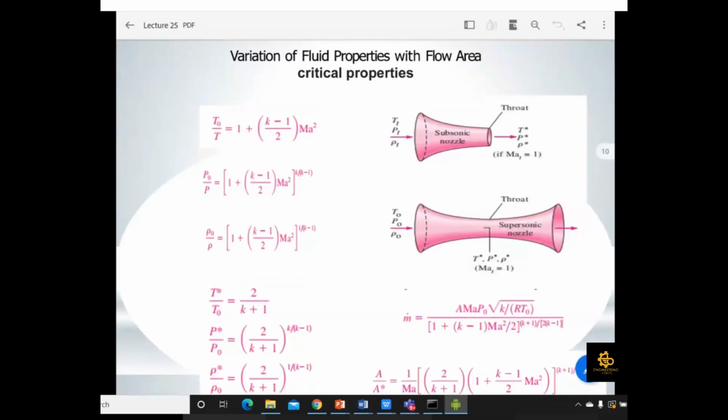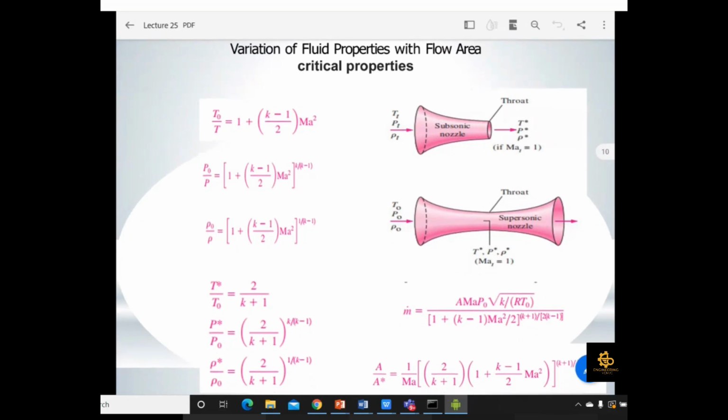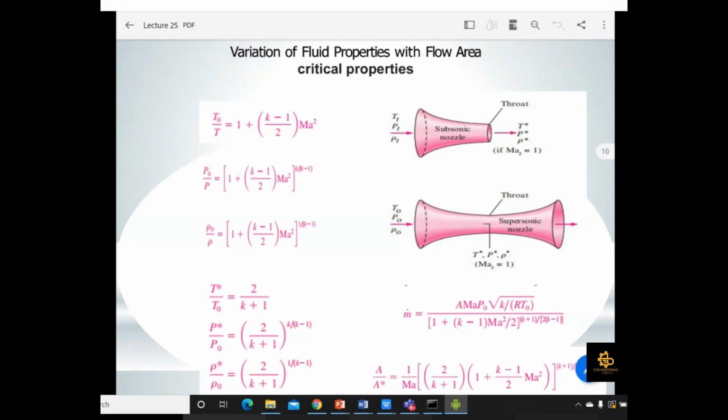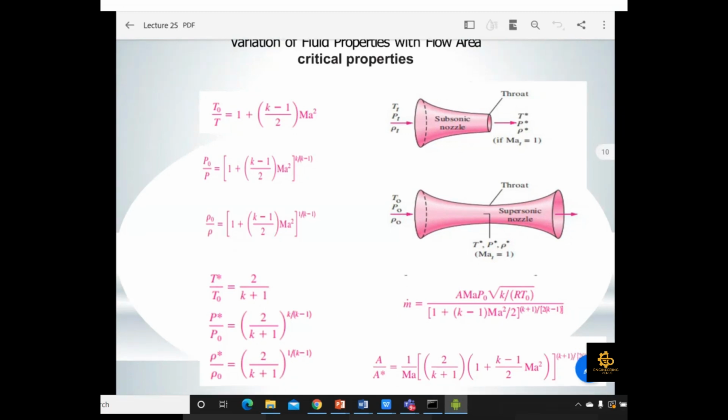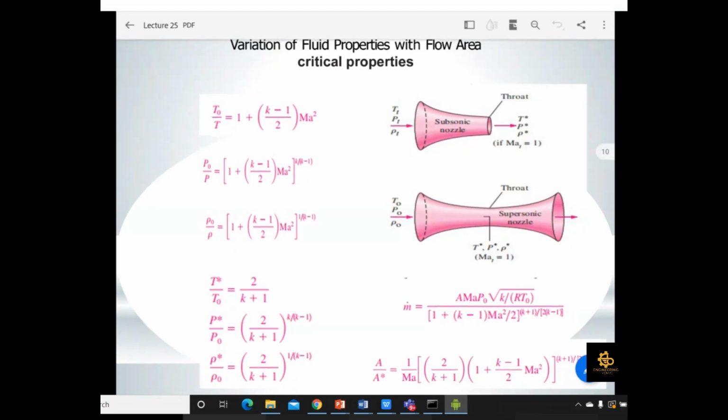Now coming towards another important point, which is the variation of fluid property with the flow area, and specifically the critical property. In the previous lecture we already derived some equations for the stagnation property.